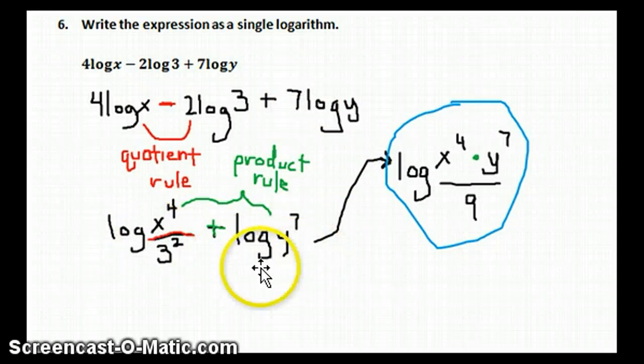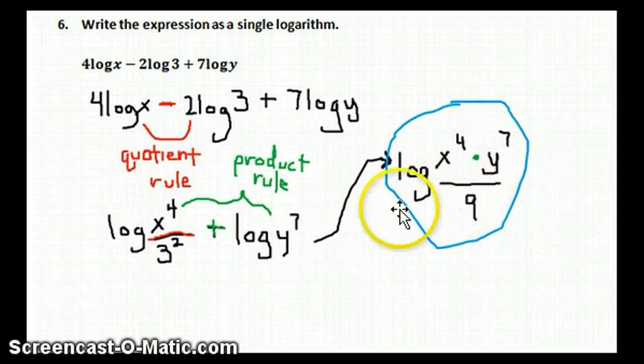So from here, you take log of x to the 4th power over 3 squared plus log of y to the 7th power, and you implement the product rule, where adding logs is the same as multiplying them, and that takes you to your final answer, log of x to the 4th power times y to the 7th power over 9. And yeah.